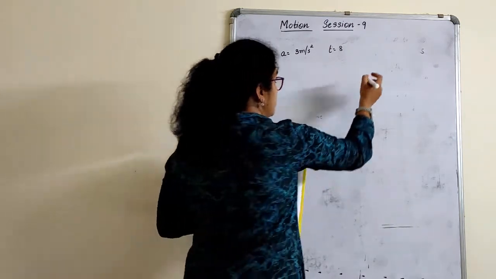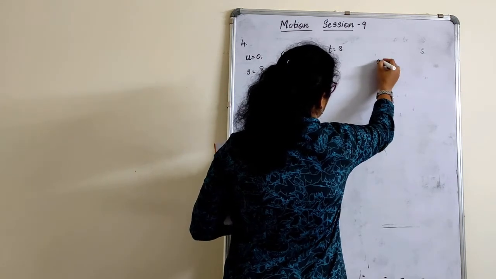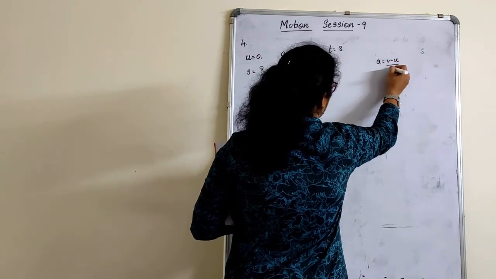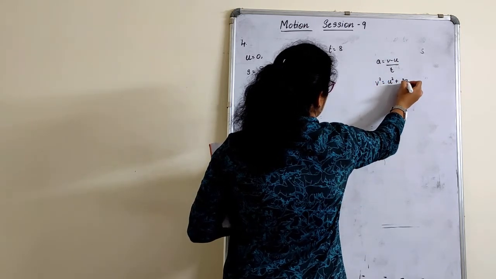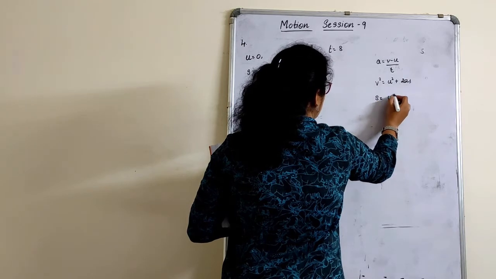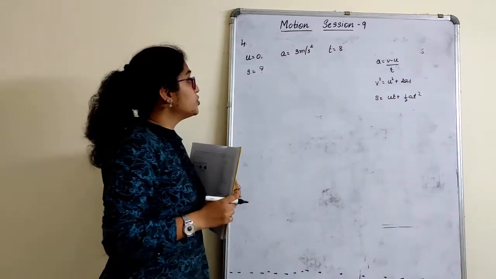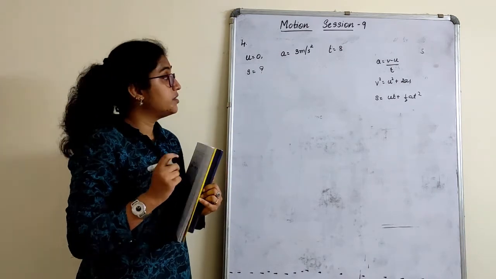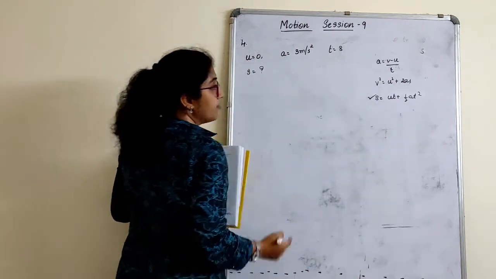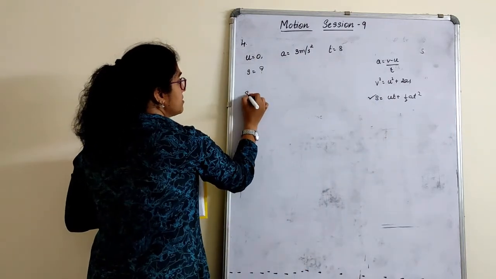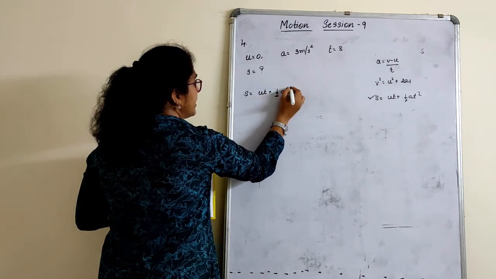I'll write the formulas. A is equal to V minus U by T. V square is equal to U square plus 2AS. S is equal to UT plus half AT square. In this question they have only asked us to find S, no V, nothing. So which formula is applicable? I think this one, where everything is given to us. Simplify. S is equal to UT plus half AT square.